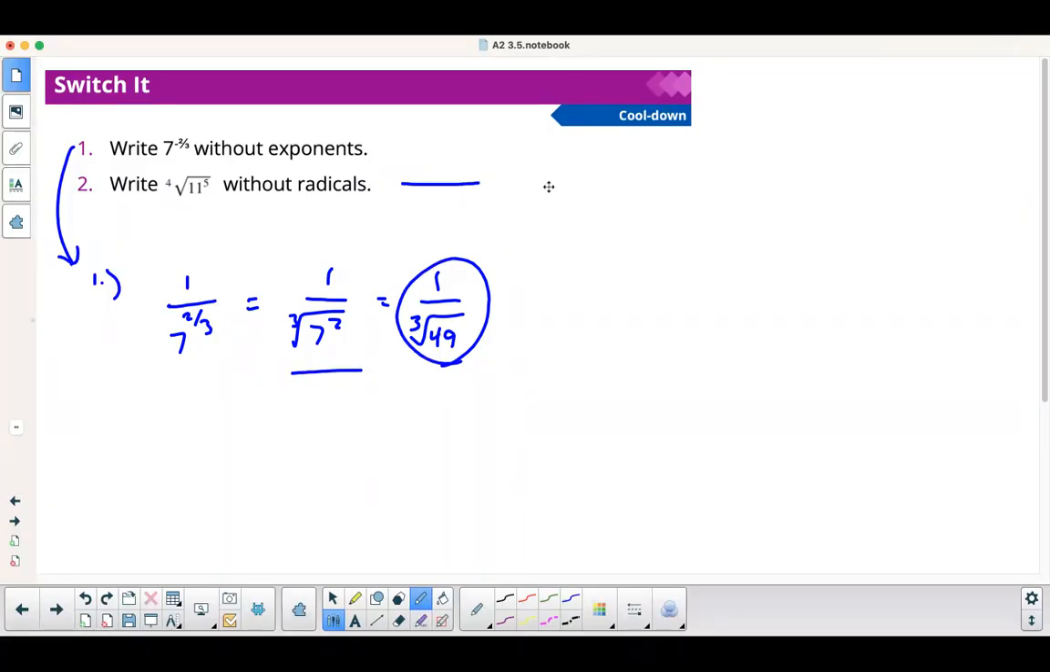And then without radicals, this one here is going to be 11 to the 5th power over the 4th root. And then if you can reduce the fraction, do it. 5/4 does not reduce, so there it is.